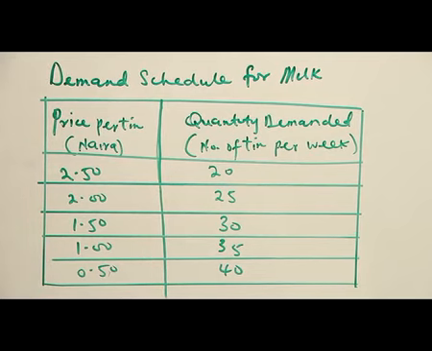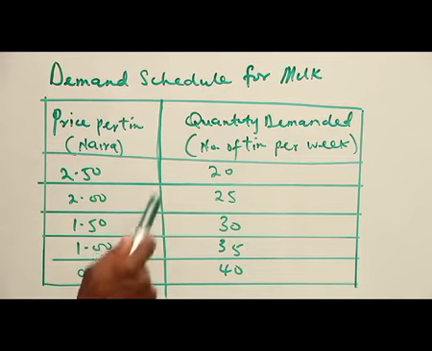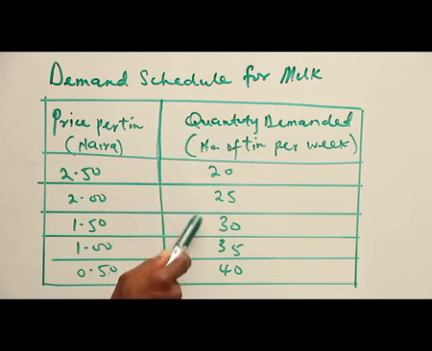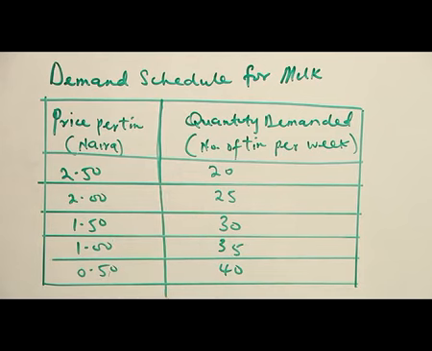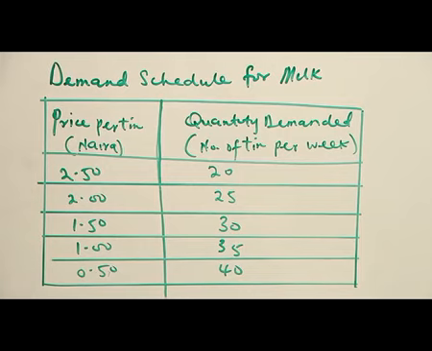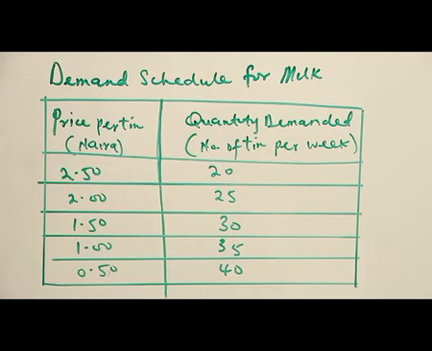If you critically look at the table, we will observe that as the price is reducing from 2 naira 50 kobo down to 50 kobo, the quantity demanded of milk is increasing from 20 to 25, 30 to 40. It implies that consumers will want to buy more commodities when the price is falling. More of such commodity will be demanded. And if the price of the commodity is increasing, less of such commodity will be demanded.